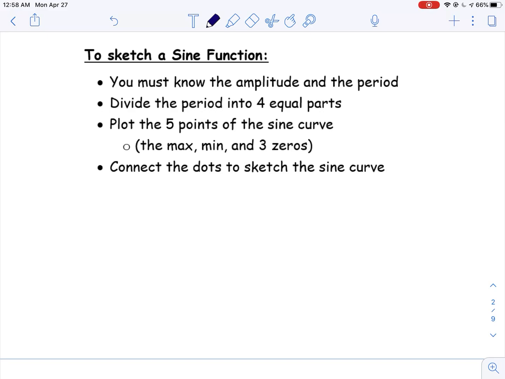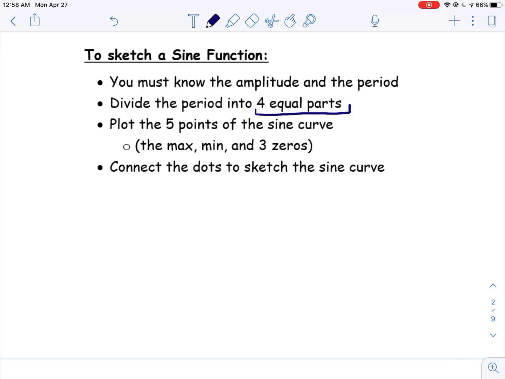So let's copy this information down. To sketch a sine function, if they ask you to sketch a single cycle, you must know the amplitude and the period. It can't be done without it. Okay, so do what you have to do to find those 2 pieces of information. And then what you're going to do is divide the period into 4 equal parts. At each 4th part, we are going to label it with 1/4 of the period. Okay, so we'll show you what that looks like.